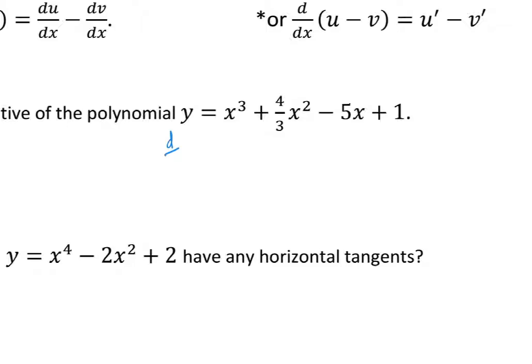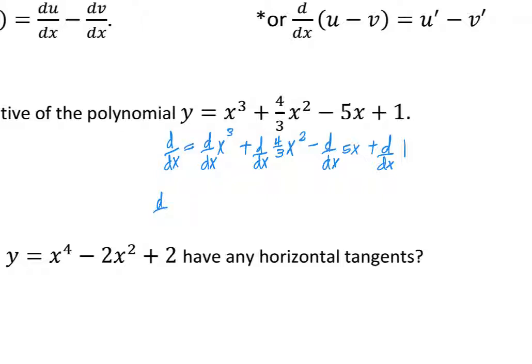D dx is equal to, you got to take the derivative of x cubed, and you got to take the derivative of 4/3 x squared, and you gotta take the derivative of 5x. You gotta take the derivative of 1. And you don't have to write it out longhand like I just did. I'm just trying to show you what that rule is telling us.